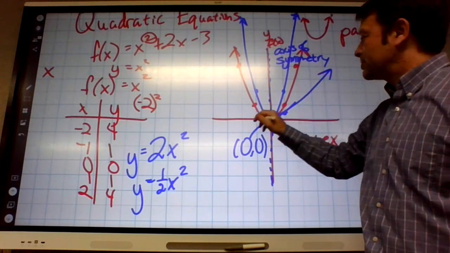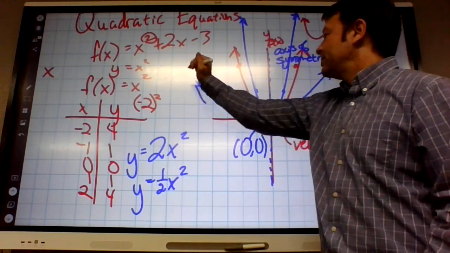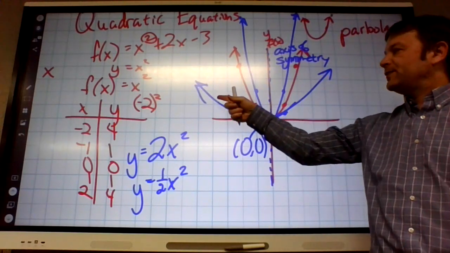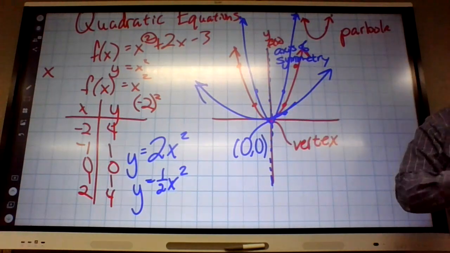It goes up kind of slowly. Whoops, maybe a little too much there, but you guys get the idea. It goes up half as fast, so it's very flat.